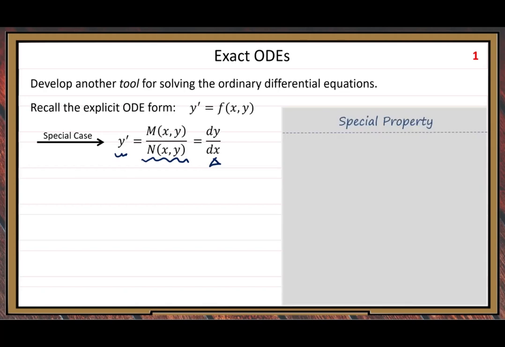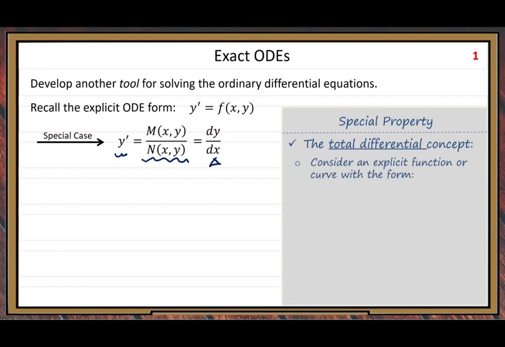So here we want to look at the special property. There is an important concept related to this method. That is called the total differential concept. We learned the general differential concept, but here the total differential has a slightly different meaning. So what's the total differential concept?